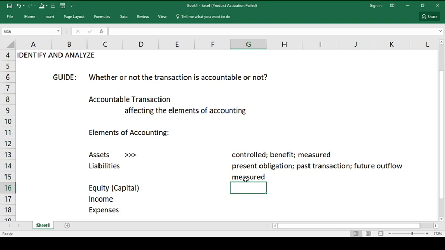Okay, so we have the two elements. The third element is the capital or the equity. The capital is just the net amount of assets after deducting liabilities. Simply, that is assets minus liabilities. So, ibig sabihin, if the total assets are deducted by the total liabilities, whatever yung natira or remainder, that is the equity. That is the capital.